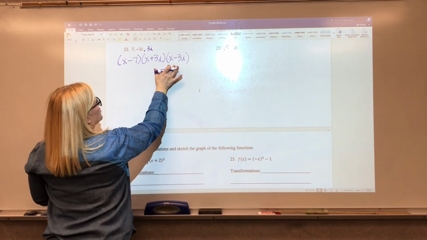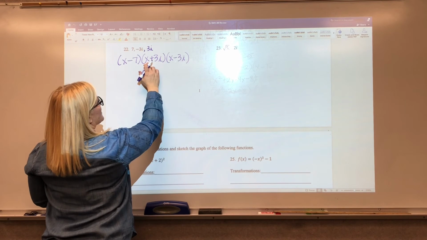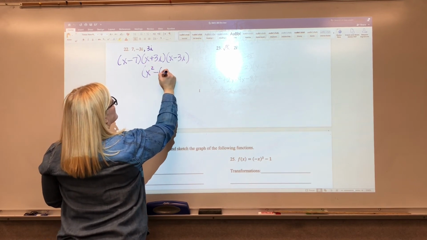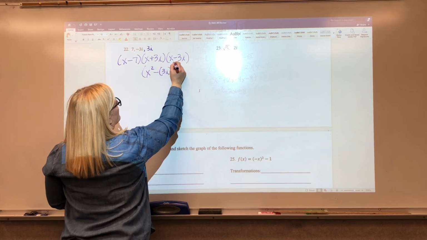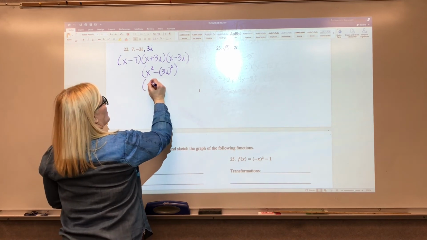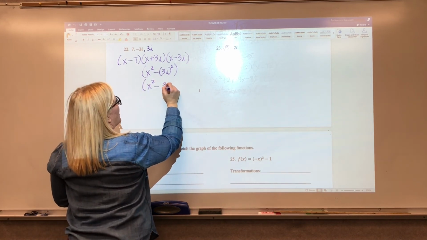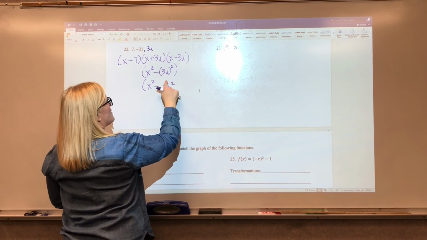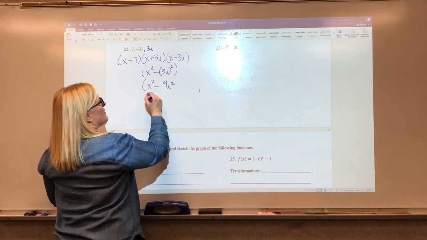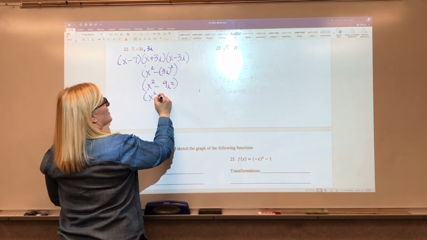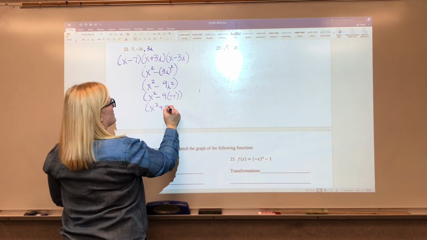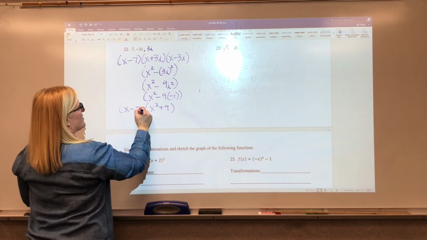And I'm going to do these two together. So remember, again, I can take the square of the first minus the square of the second. So x squared minus 3i squared. Remember, the whole thing is squared. Just kidding, 9i squared. And i squared is negative 1. So this is x squared plus 9 times x minus 7.